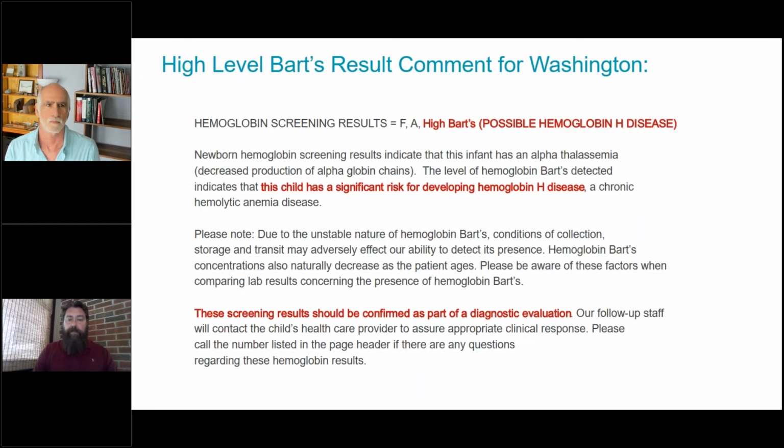This is the state of Washington. More explanation and verbiage made available, but also kind of the same message: positive hemoglobinopathy disease, hemoglobin H disease, significant risk for hemoglobin H disease, and results should be confirmed as part of a diagnostic evaluation.